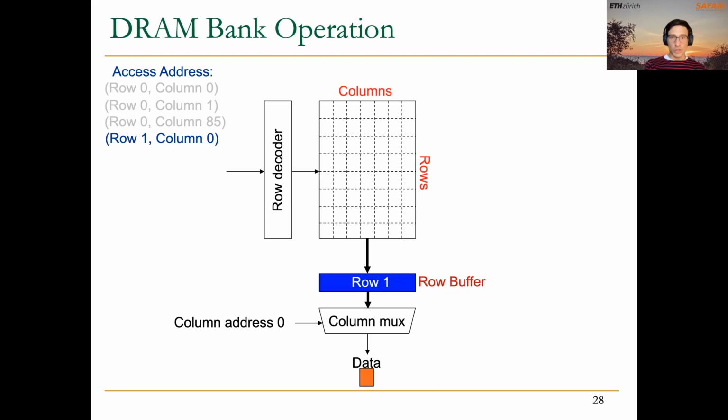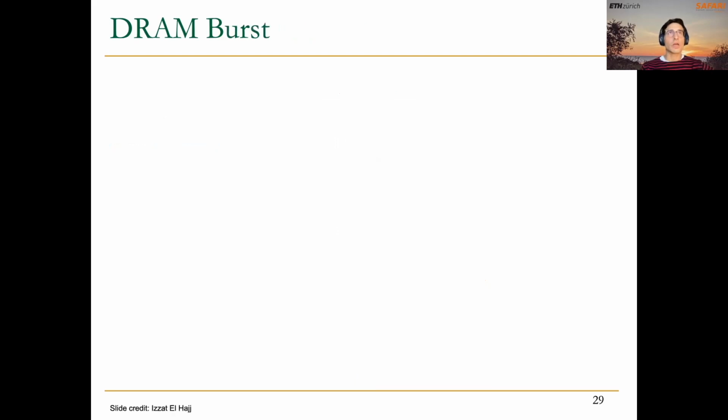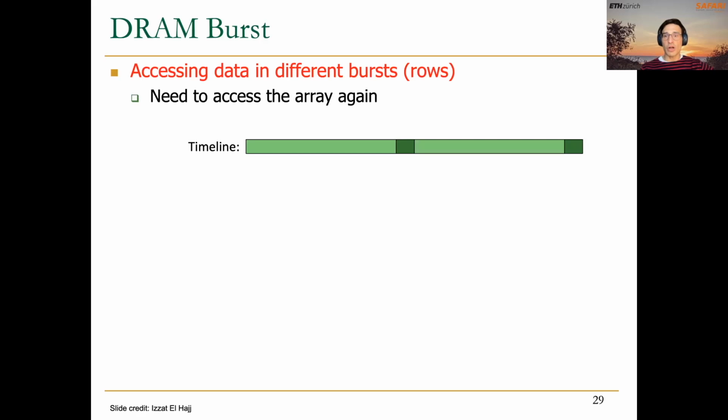If the row is already open and we have a row buffer hit, we will have a much faster access than if we have a row conflict, because that entails that we need to close a row, open a new row, bring it to the row buffer, and then start accessing the desired columns. So this is important for us to introduce the concept of DRAM bars. In the end, you can identify one DRAM bars with one DRAM row.